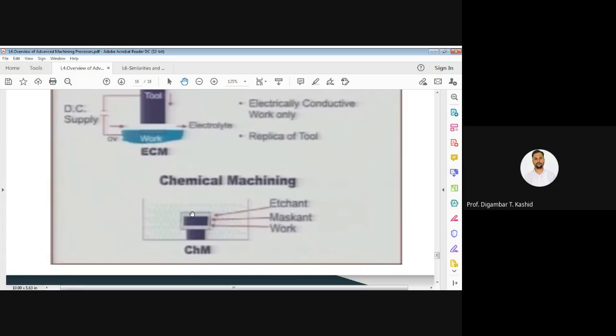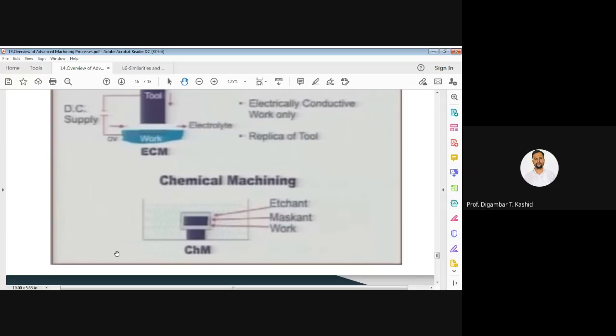You can see here the etchant and the workpiece. On the top surface of the workpiece we have the etchant, which means from the top surface we have to remove the material. The outer side of our workpiece is the part from which we do not want to remove material, so I have provided maskant on that. So, etchant and maskant.